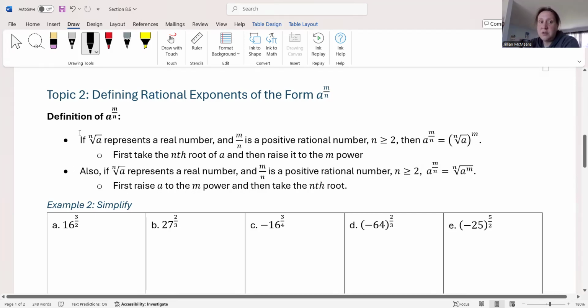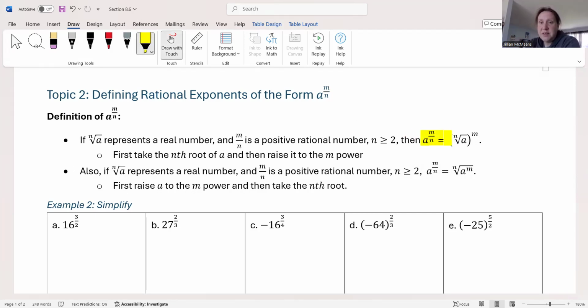I think usually this first version right here can oftentimes be a little bit easier because you're taking the nth root of a smaller expression and then raising it to the m power, but just play around with it because sometimes one version will work and the other won't, but these are the same. So these two things are the same, okay? So let's look at example 2.